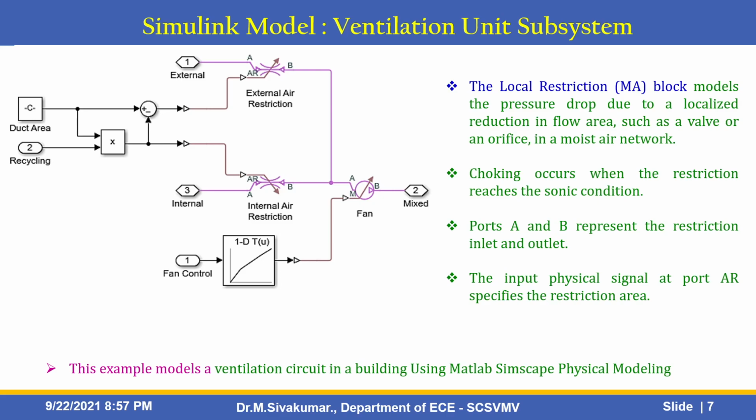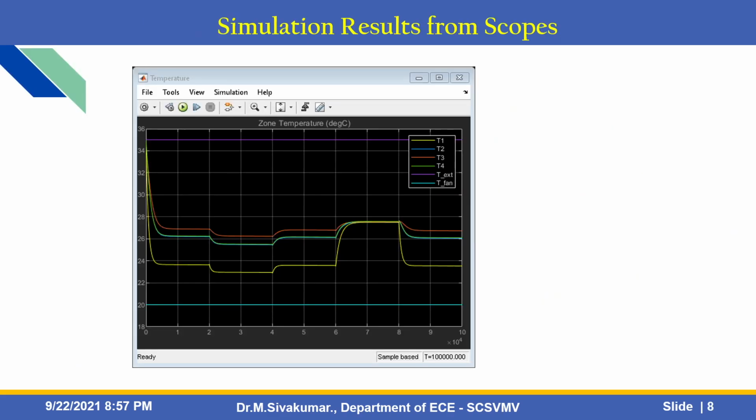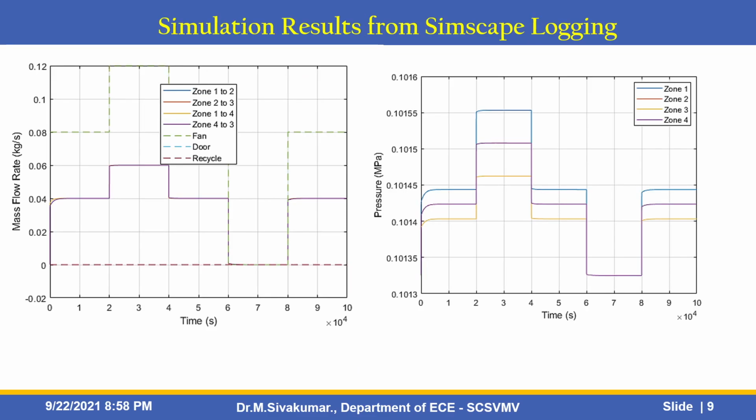Okay, here these are the simulation results from the Simulink scope. Here the zone temperature, so T1 represents zone 1 temperature, and T2 is referred to as zone 2 temperature, and so on. Then next one, the simulation result from Simscape logging. Here there are two plots we can get by using this example. It's time versus mass flow rate and time versus pressure.